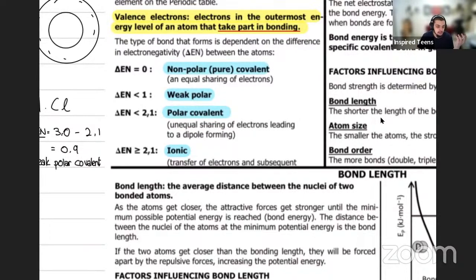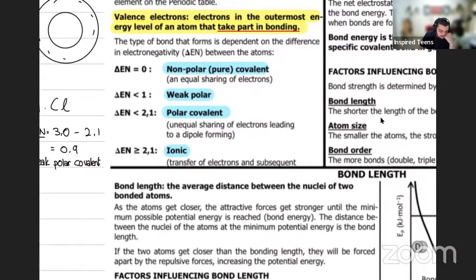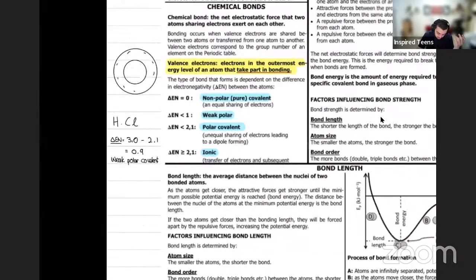ΔEN equal to 0 is non-polar covalent. ΔEN less than 0.4 is weak polar covalent. ΔEN less than 2.1, but greater than 1, is polar covalent. Non-polar is defined as an equal sharing of electrons. Polar is defined as an unequal sharing of electrons, leading to a dipole forming. We'll get to all of that in a bit. Ionic is the transfer of electrons.